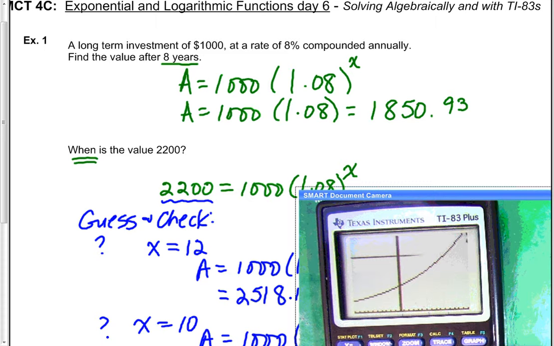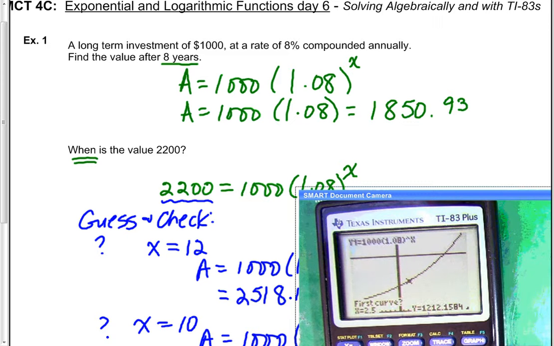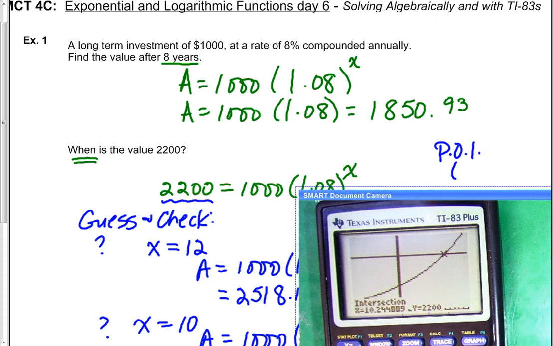And where it intersects 2,200, point of intersection is number 5. Enter, enter, enter. Okay, let's see what we got. 10.24 years, so almost a quarter of a year, so 10 years and 3 months. If you're going to tell your client, 10.24 will give you your $2,200.